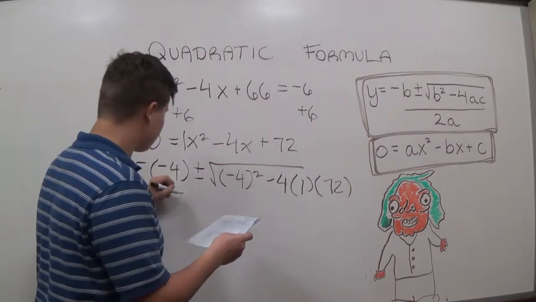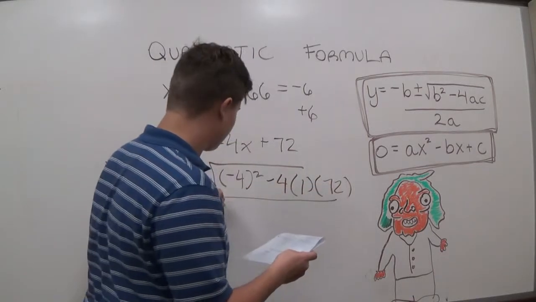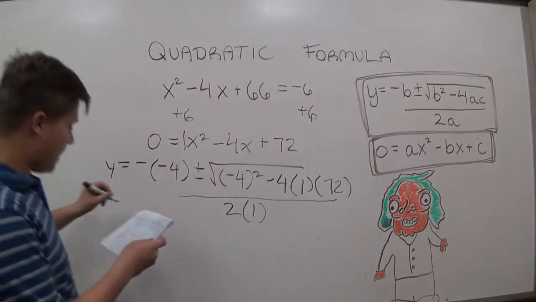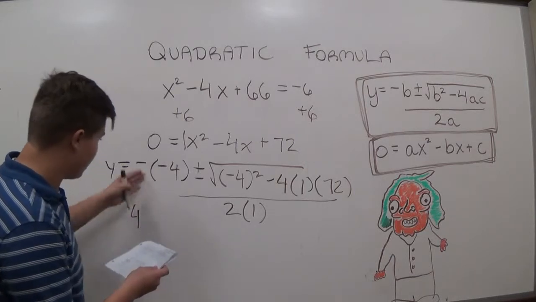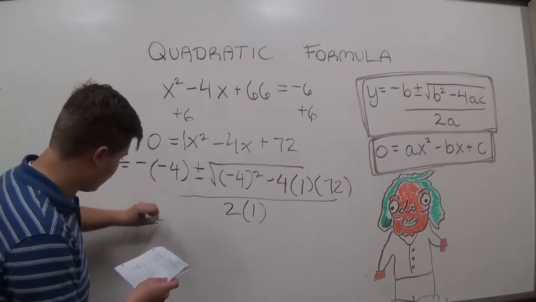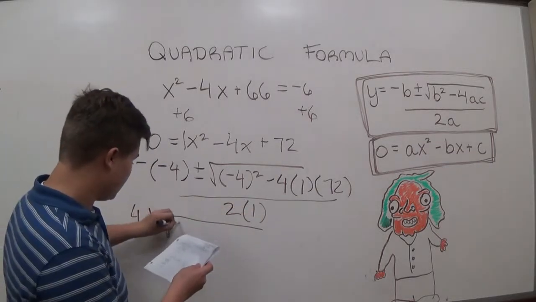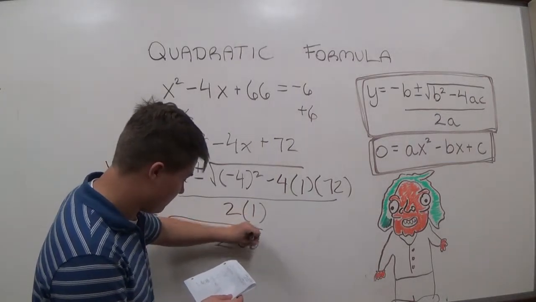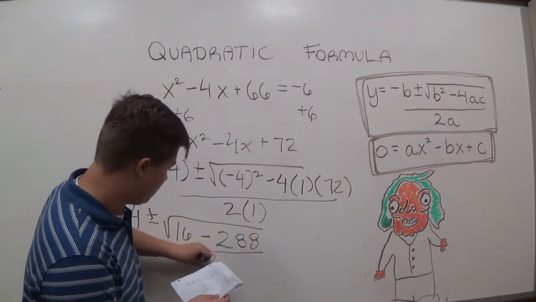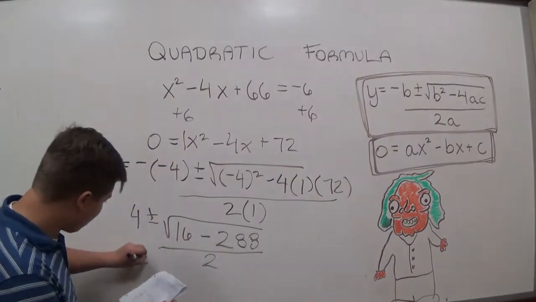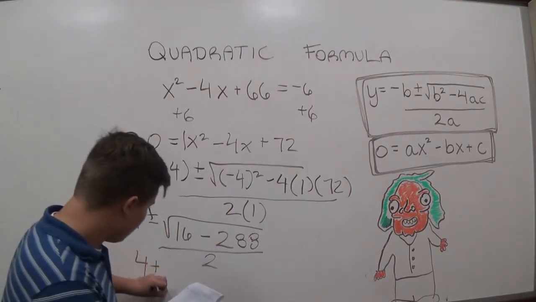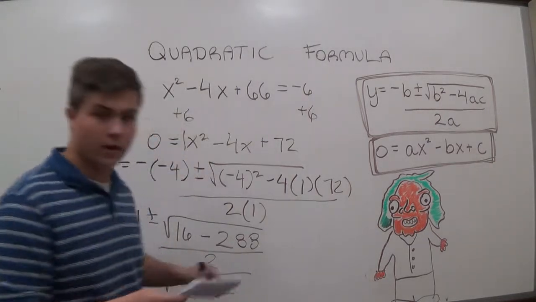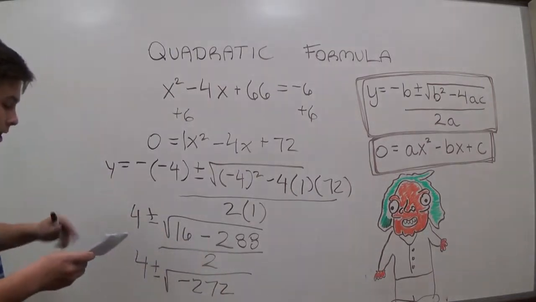And that's going to be over 2 times 1, once again. Now, the next thing is 4, because that would be a negative and a negative, so it would be 4 plus or minus the square root of 16 minus 288, over 2. Now, then, it's 4 plus or minus the square root of negative 272. Now, it looks like I'm running out of room, so we're going to take notes on this, then I'm going to erase it and go to the next thing.